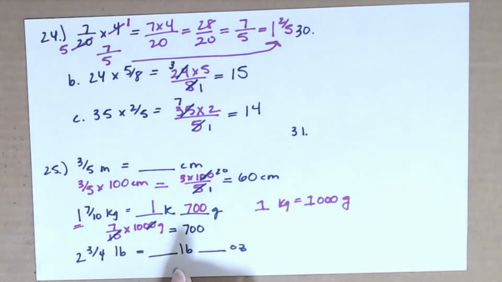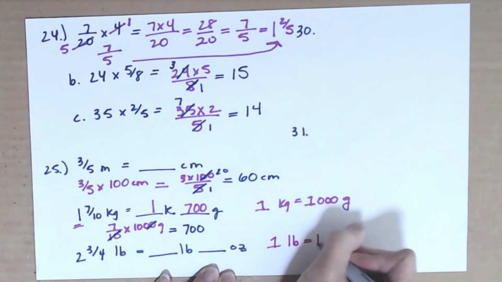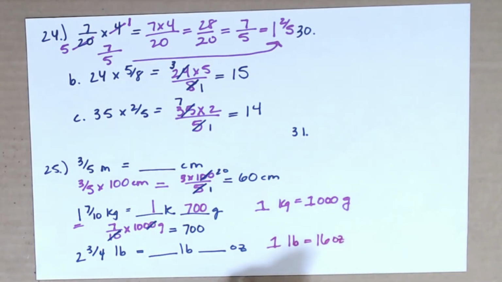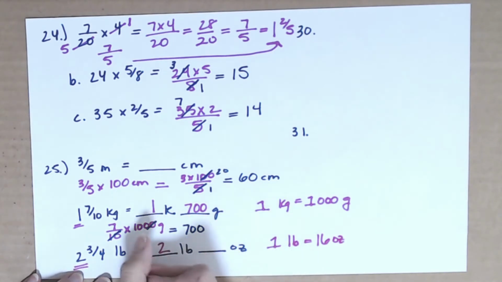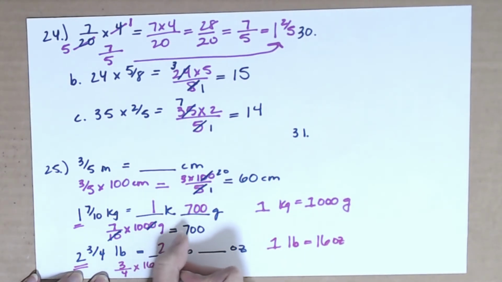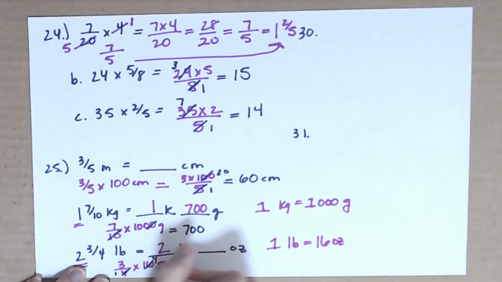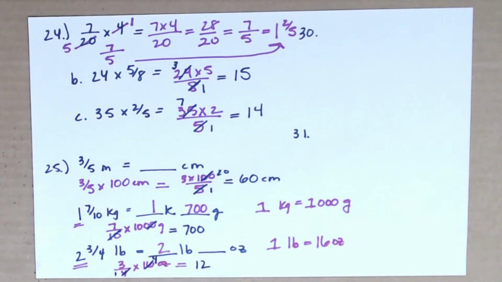2 3/4 pounds, we want to convert to pounds and ounces. We need to know here that 1 pound is 16 ounces. So the whole number here, 2, can stay with the pounds, 2 pounds. So we just need to convert the 3/4 pounds to ounces. So 3/4 of a pound is 3/4 of 16 ounces. So 3/4 times 16 ounces. And here again, I can simplify before I multiply. 4 goes into 16 4 times. I end up with 3 times 4, or 12 ounces.